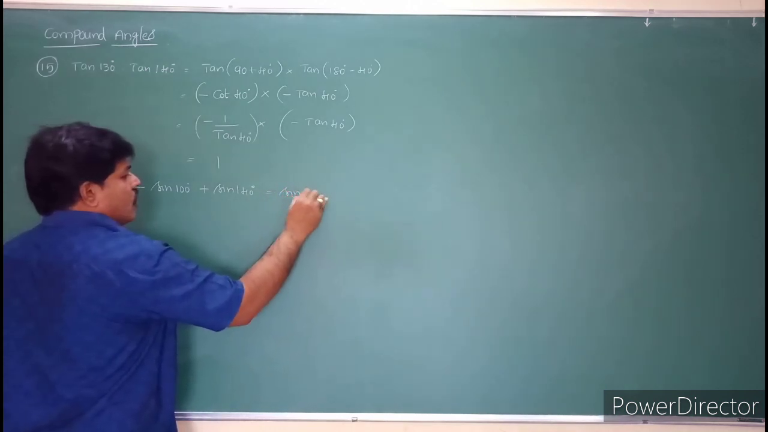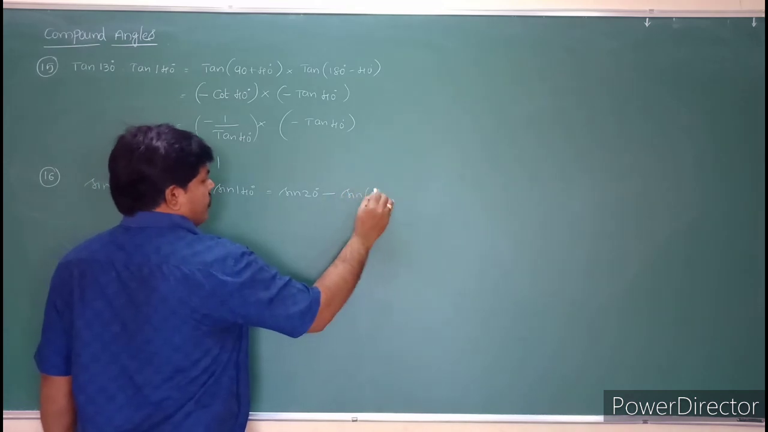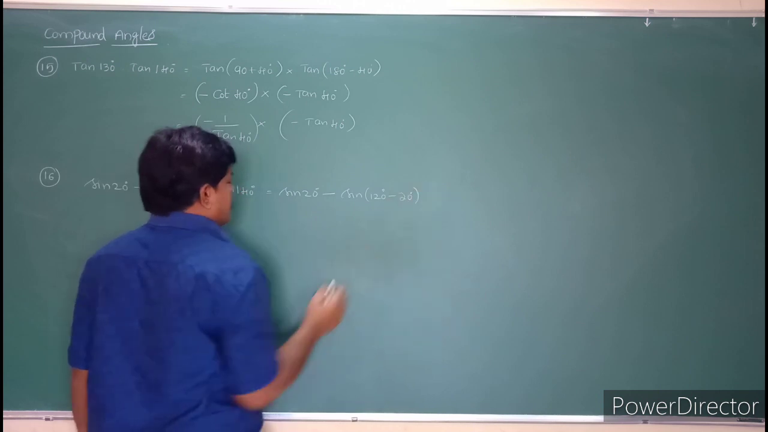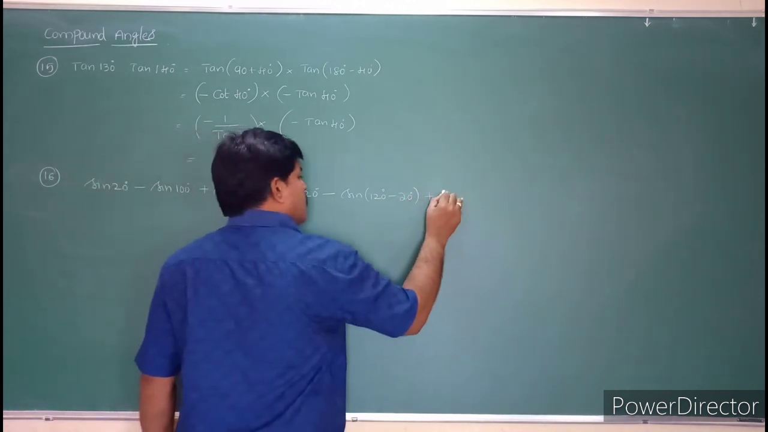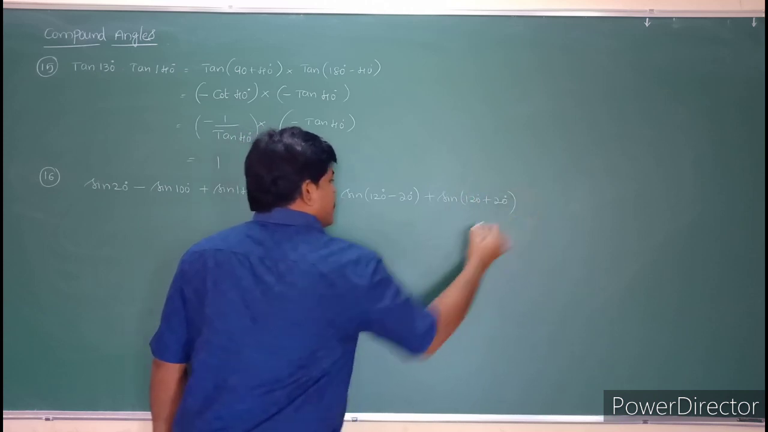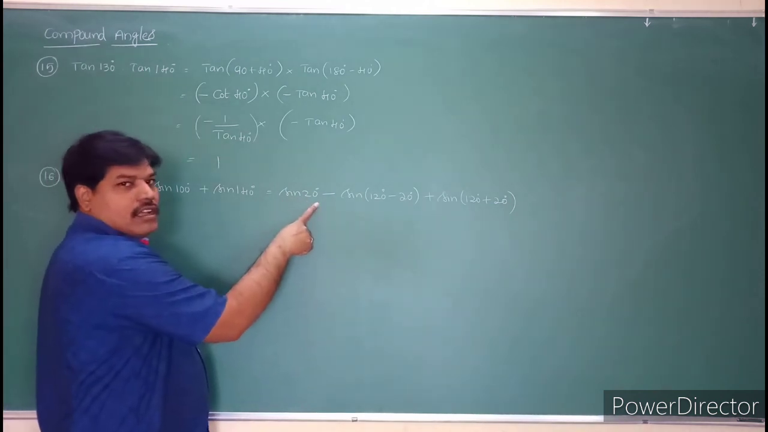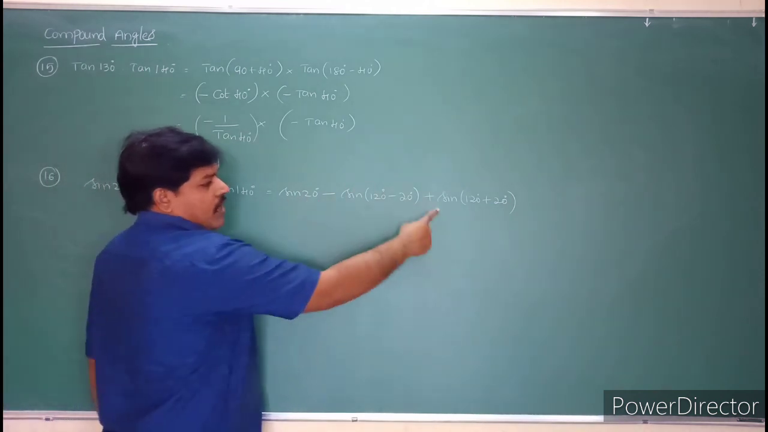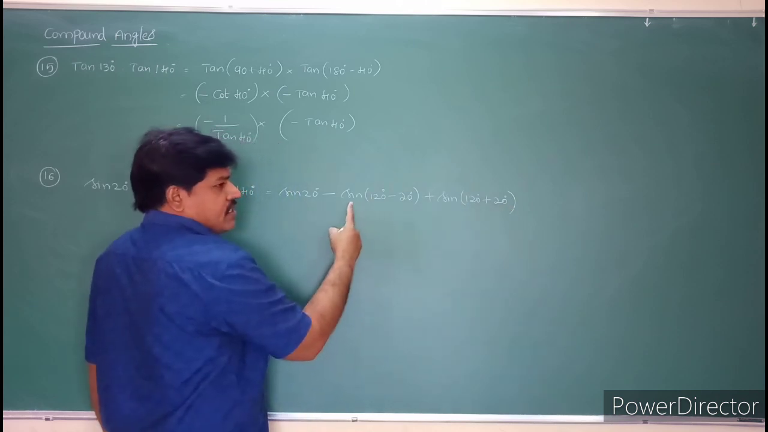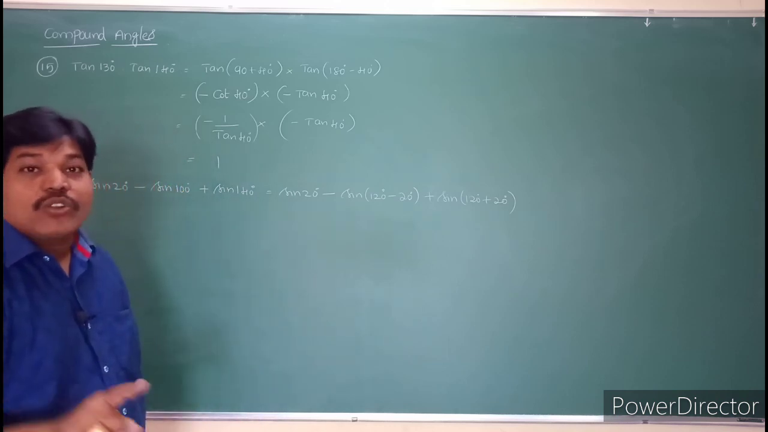Sin 20 degrees minus sin of 120 minus 20 degrees plus sin of 120 plus 20 degrees. Yes or no? This is the formula. What is the formula? Sin theta minus sin of 120 minus theta plus sin of 120 plus theta, that is 0. Yes or no? So we have proved it.